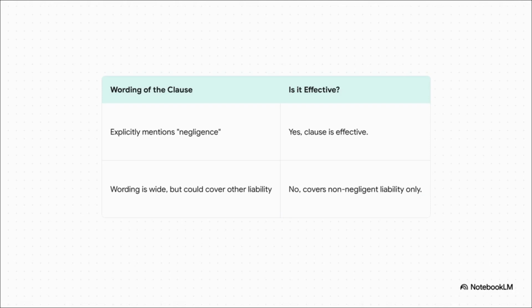Now this gets really important when we're talking about excluding liability for negligence, for carelessness. The courts are super strict on this. If you want to get out of being liable for your own negligence, you have to be incredibly clear about it. The best way? Literally use the word negligence. If you use some broad phrase like "any loss," the court will probably say that only covers things like a breach of contract, not your own negligence.